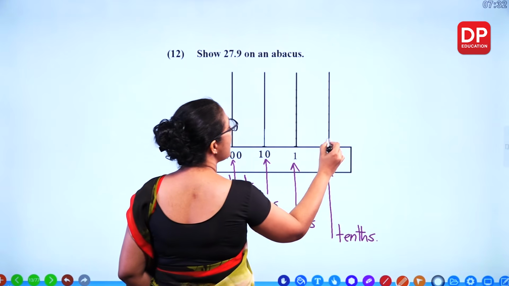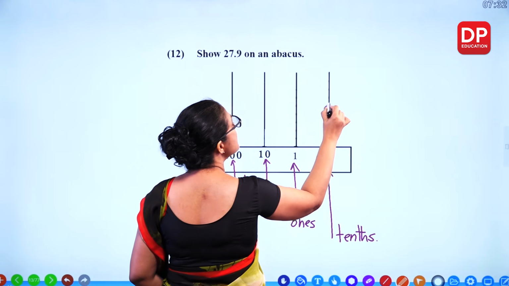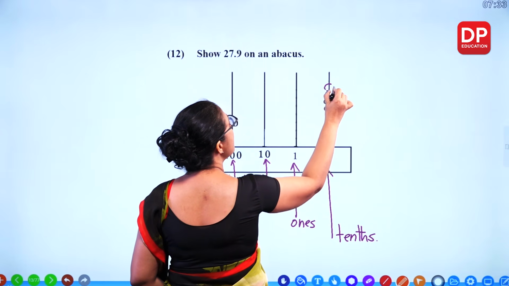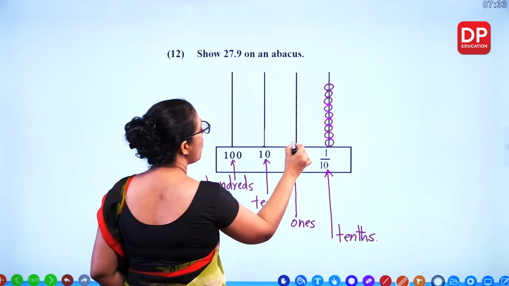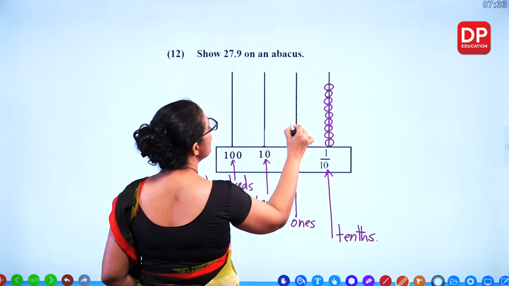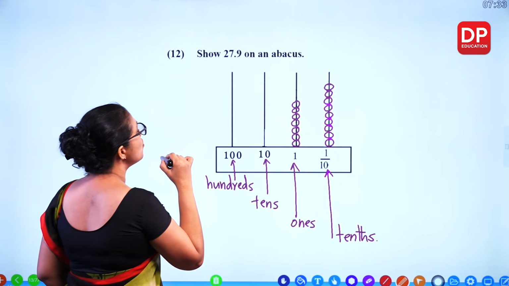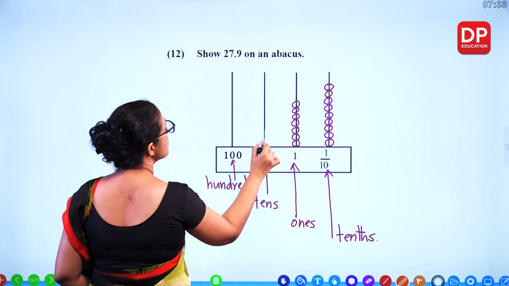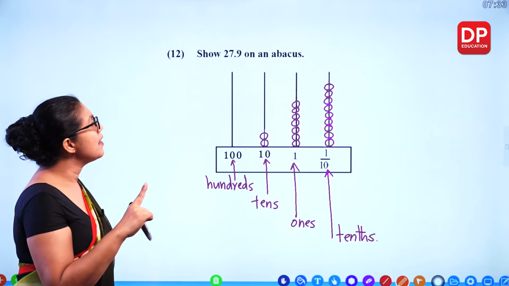So we'll put the beads. 0.9 means 9 beads here: 1, 2, 3, 4, 5, 6, 7, 8, 9. 7 beads in the ones place: 1, 2, 3, 4, 5, 6, 7. And 2 in tens place: 1, 2. So that's 27.9.